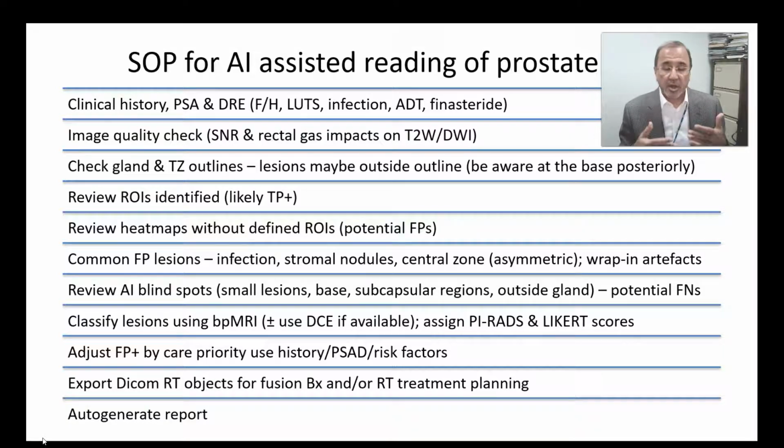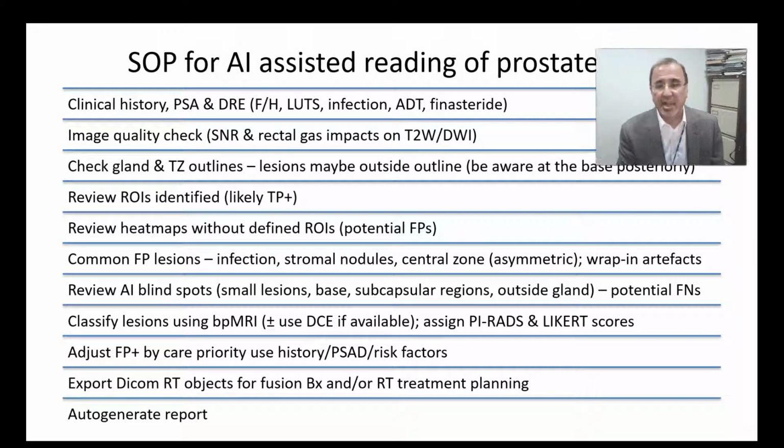Important to remember. Remember that the software is using biparametric MRI to make these determinations, but if you've got the dynamic contrast enhancement, you should use that and then assign the PIRADS scores. Clearly, if you're going to call a lesion which could be a false positive, you need to take into account the PSA density, the family history, and other risk factors. And remember finally to export the DICOM RT objects for fusion biopsies and for radiotherapy planning.